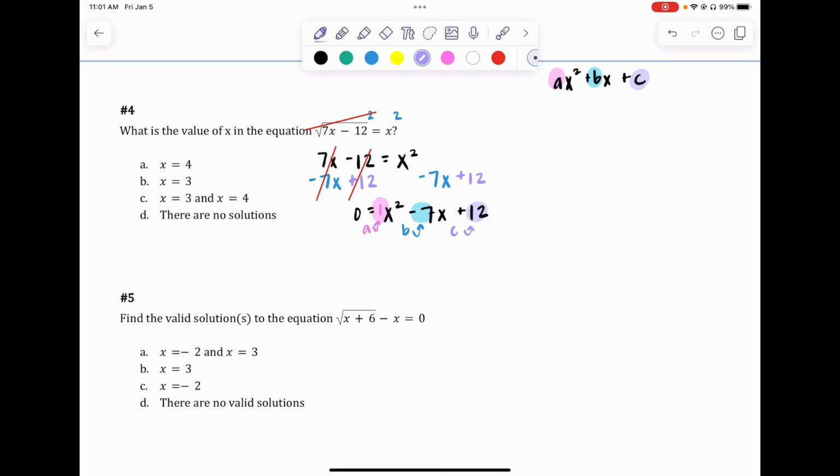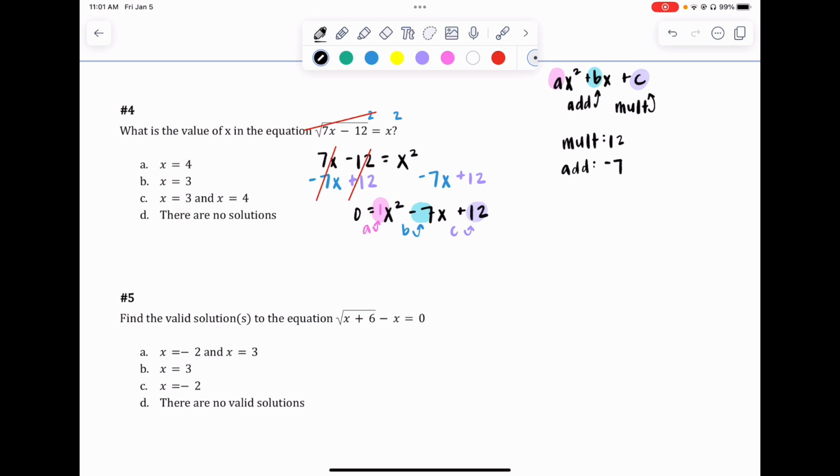So when a is 1, like we have here, when you go to factor it, you just need numbers that multiply to c, but add up to b. So whenever a is 1, we want to find numbers that multiply to 12, but add to negative 7.